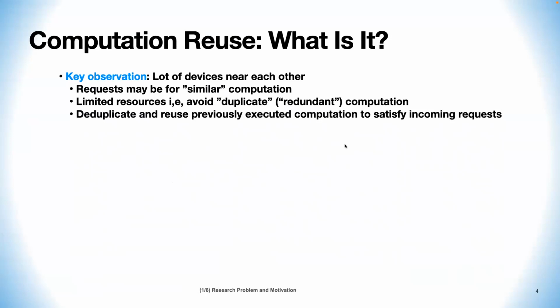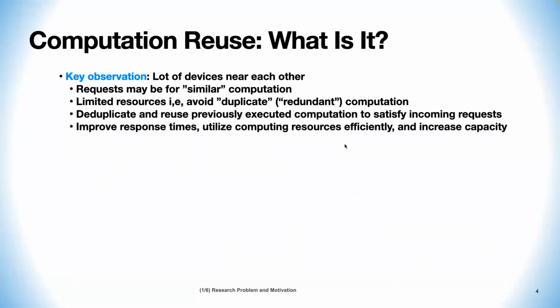One way to reduce the required computation at the edge servers is to identify requests with similar input data and reuse cached results instead of executing from scratch. If we are able to do that, it will improve the response times, the limited resources will be utilized efficiently, and as a result, the capacity of the server will increase.